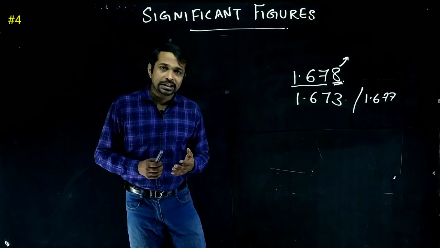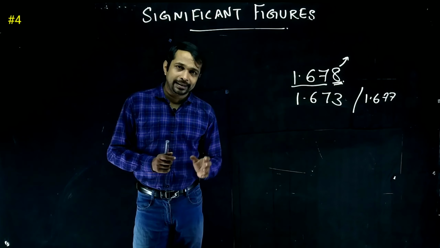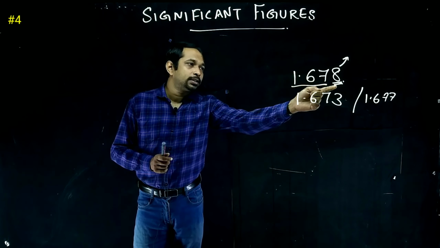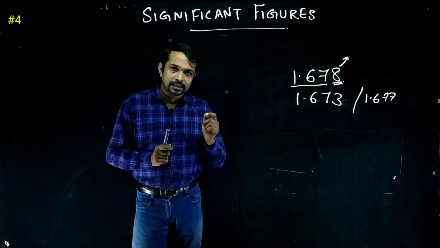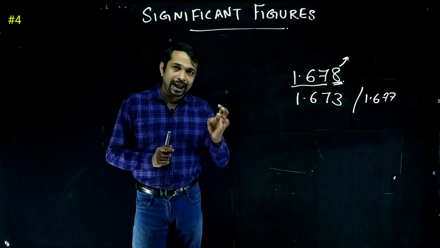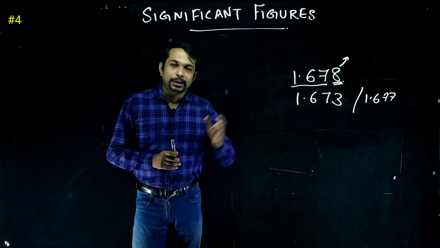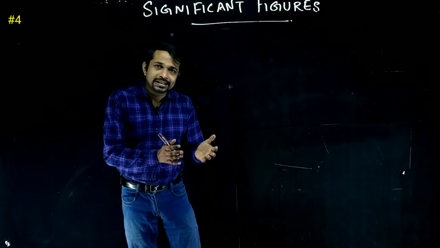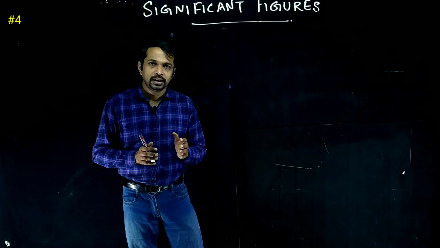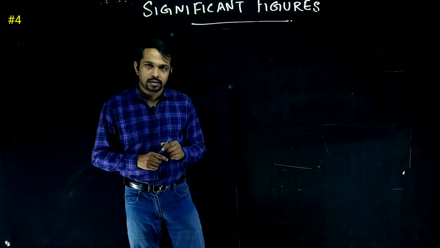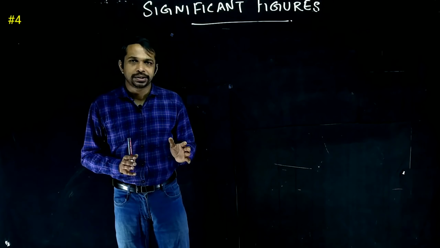Which means, in general, when we are writing some value, we will write all the certain digits and one uncertain digit. And significant figures is the number of certain and uncertain digits in a measured value. Now we have a certain set of rules which will tell you how many significant numbers are there in a value we have measured. The first two are very simple, they don't need much explanation.